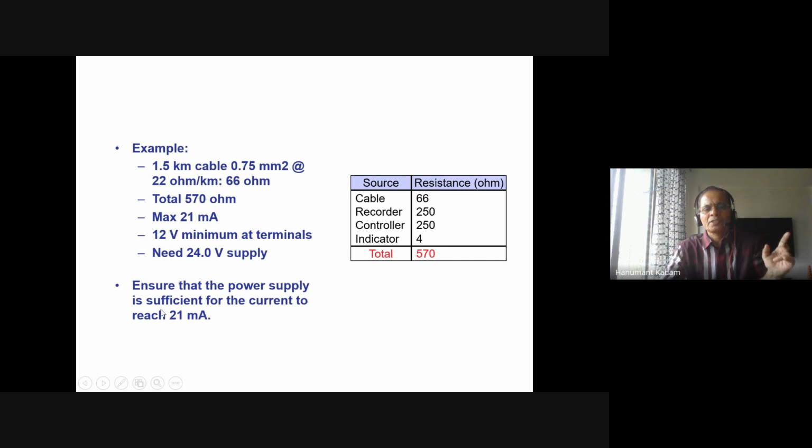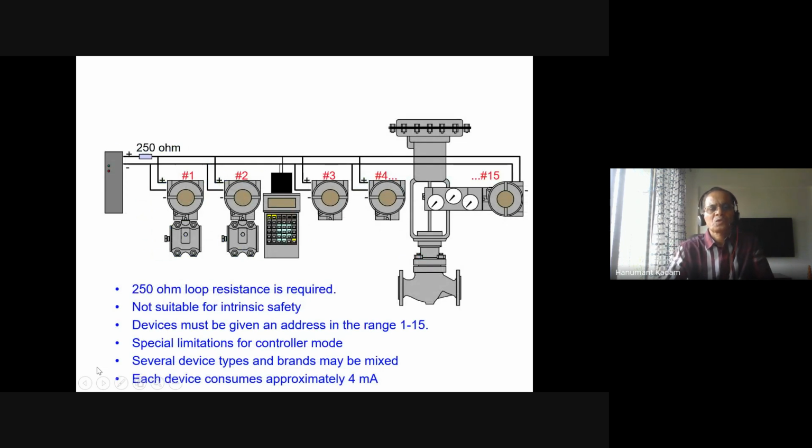Ensure that power supply is sufficient for current to reach 21 milliampere. That is what you have to require. Then only you will get a diagnostics. So this is what we have seen.